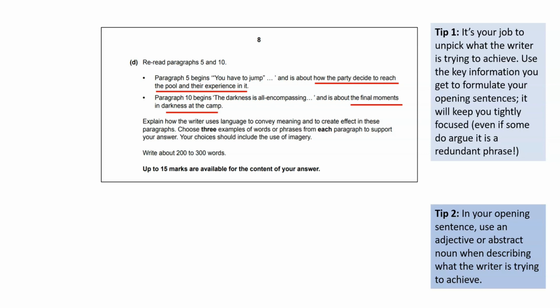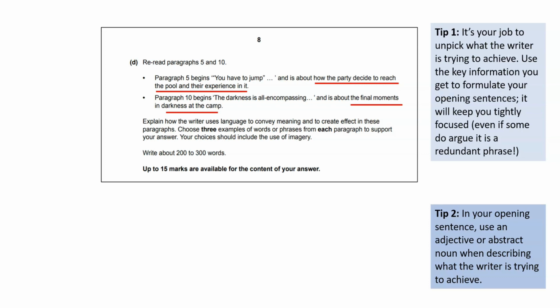But first, I just want to look at 2 tips, and I want you to remember these tips. And I kind of broached this already, but it really is your job to unpick what the writer is trying to achieve. Use the key information, so the information I have underlined in red, to formulate your opening sentences, and it will keep you tightly focused. Even if some teachers see it as a redundant phrase, I think it's quite important. And tip 2, in your opening sentence, use an adjective or some sort of abstract noun when describing what the writer is trying to achieve.